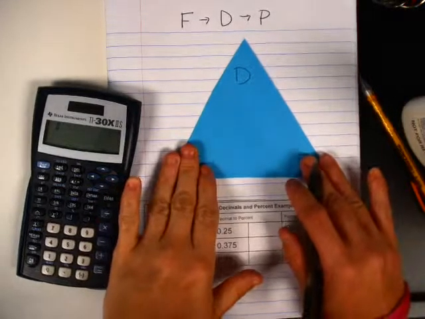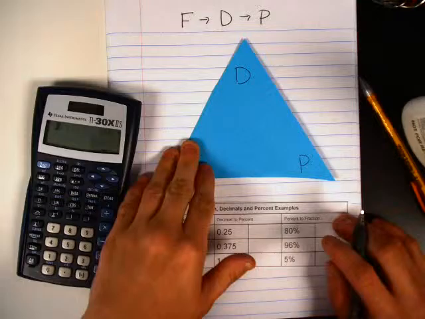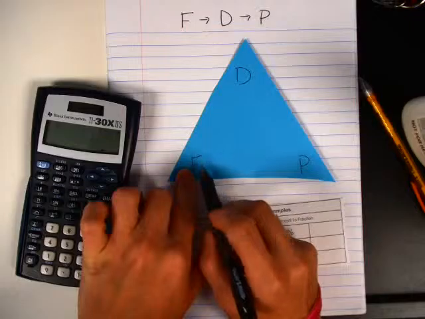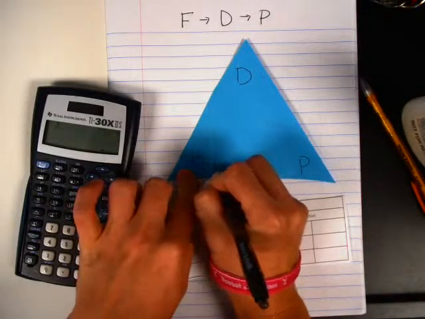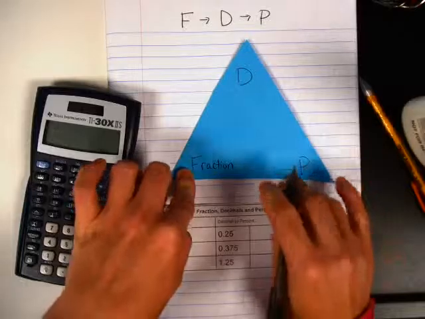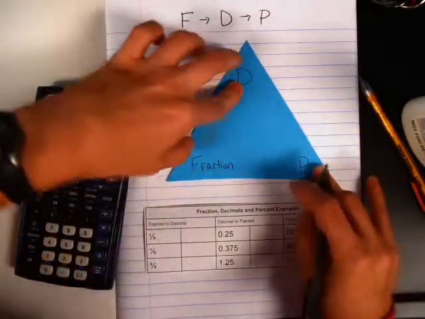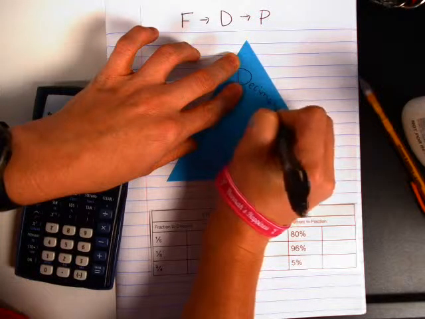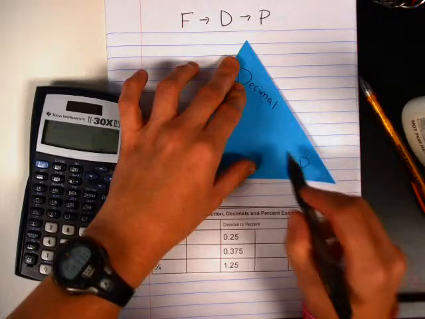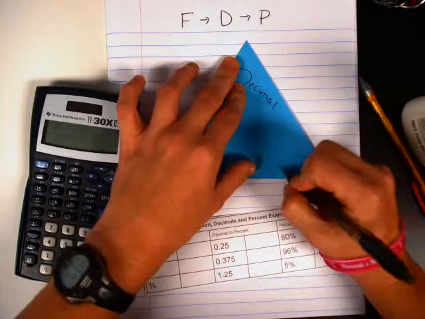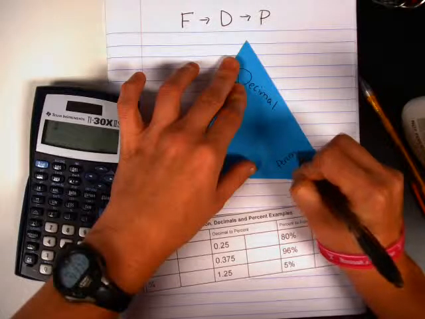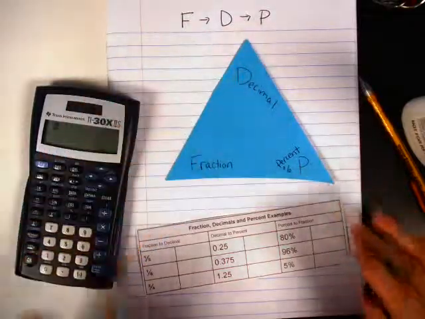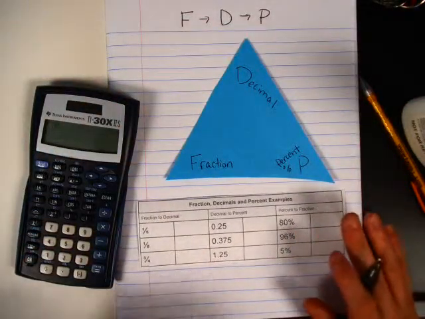Now, on your actual foldable, if you don't know what the F, D, and P stand for, well, you have to write them out. So, on the F, I want you to write fraction. On the D, I want you to write decimal. And for the percent, I'm going to write it kind of to the side here. Percent. And I'm going to draw the little symbol that means percent right there next to it.